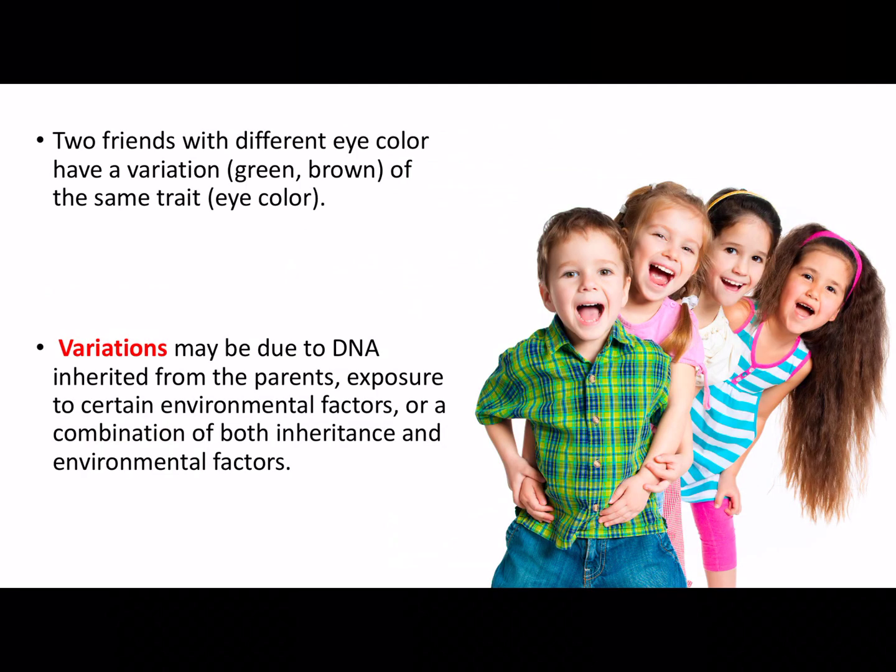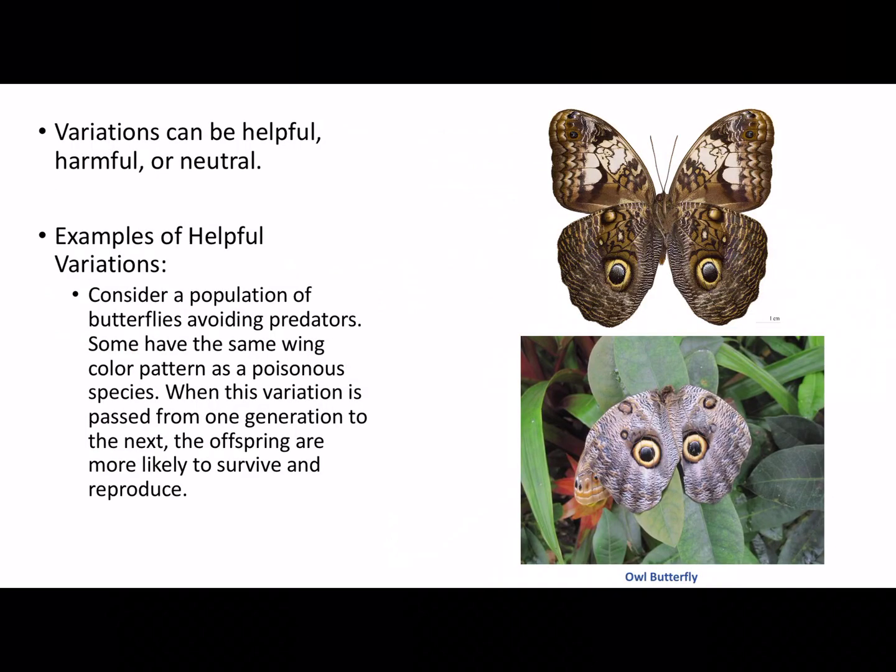Two friends with different eye color have a variation, green or brown, of the same trait, eye color. Variations may be due to DNA inherited from the parents, exposure to certain environmental factors, or a combination of both inheritance and environmental factors. Variations can be helpful, harmful, or neutral.